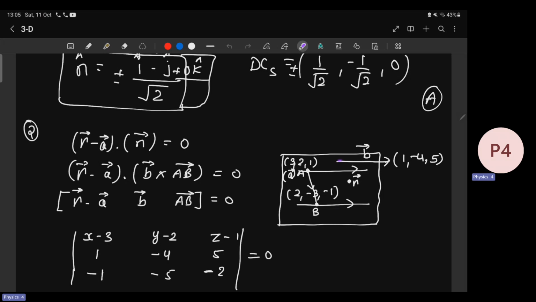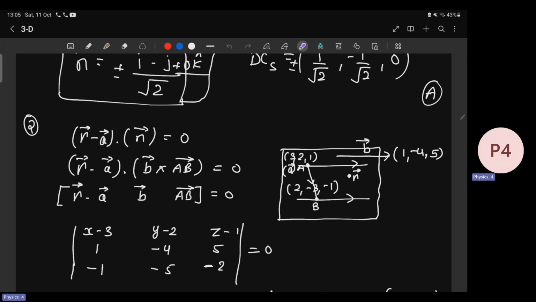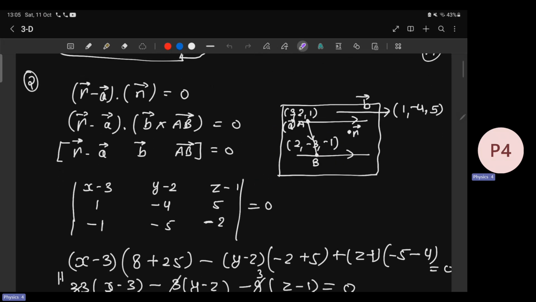So we have the direction ratio of the line here, and we have 2 points on the line. To write the equation of a plane, we need only two things: one point on the plane and a normal vector to the plane. We already have points here, that is 3, 2, 1, and the other point is this. So we already have points. We just need a normal vector to the plane.